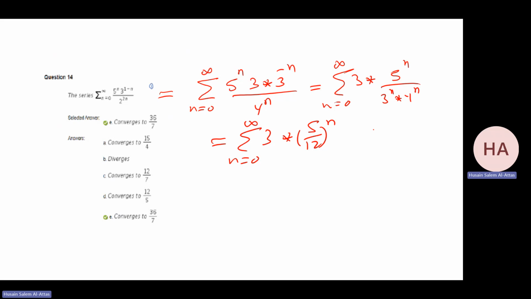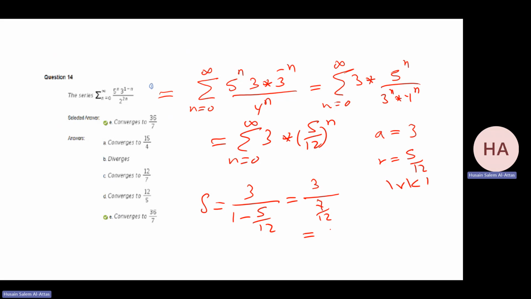Perfect. Now I have a at n equals 0, I have 3. And r is 5 over 12, absolute value less than 1. So S will be a over 1 minus 5 over 12, which is 3 over 12 minus 5 over 12, that is 3 over 7 over 12. And that gives me 36 over 7. And that will be my answer. Oh, no, sorry. That will be my answer, which is this one.